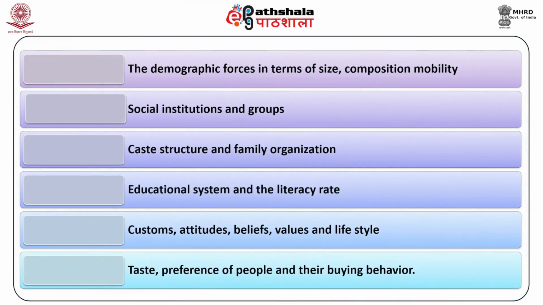Number 1, the demographic forces in terms of size, composition and mobility. 2, social institutions and groups. 3, caste structure and family organization. 4, education system and literacy rate. 5, customs, attitudes, beliefs, values and lifestyle. And last, the 6th one is taste, preferences of people and their buying behavior.